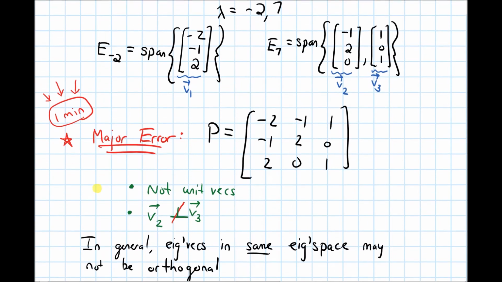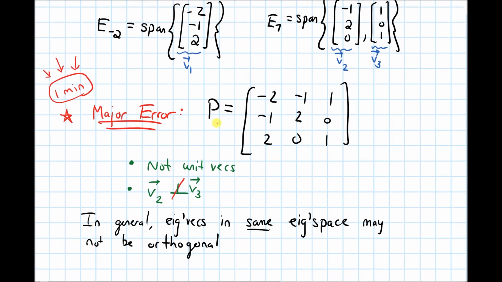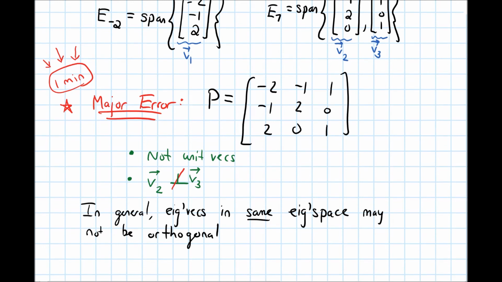So in general, eigenvectors that come from the same eigenspace may not be orthogonal. We had a theorem that said if you take eigenvectors from different eigenspaces, like V1 and V2, they are definitely orthogonal. But the theorem didn't say anything about eigenvectors that come from the same eigenspace, like V2 and V3. That poses a problem here, and that's why this was a major error if we were to write P like this. So P is actually not that matrix.